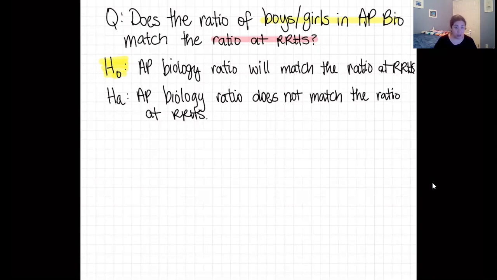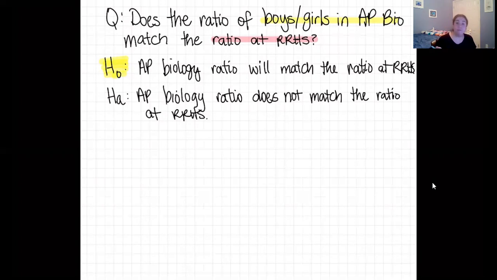Now, in order to do that, we do need to know some information. We need to know how many boys and girls there are in AP Biology. And then we're also going to need to know, well, what is that ratio at Round Rock High School? And so what we're going to do is first talk about what the data is. We're going to look at how to calculate those expected values, and then we'll fill out our chi-square table.